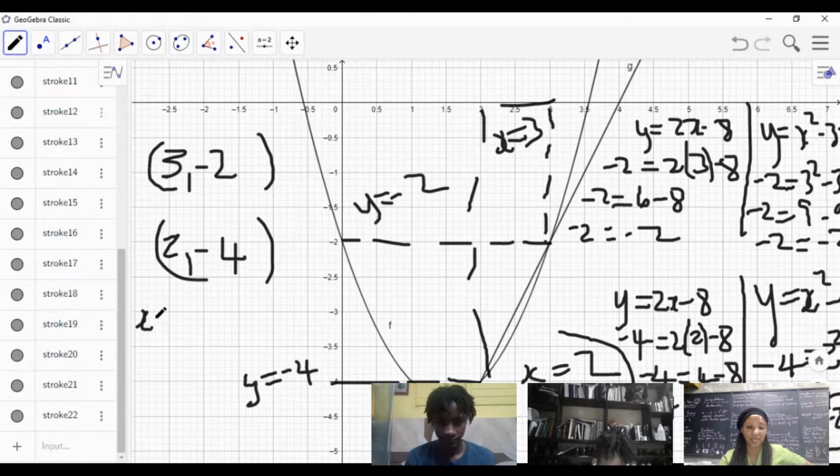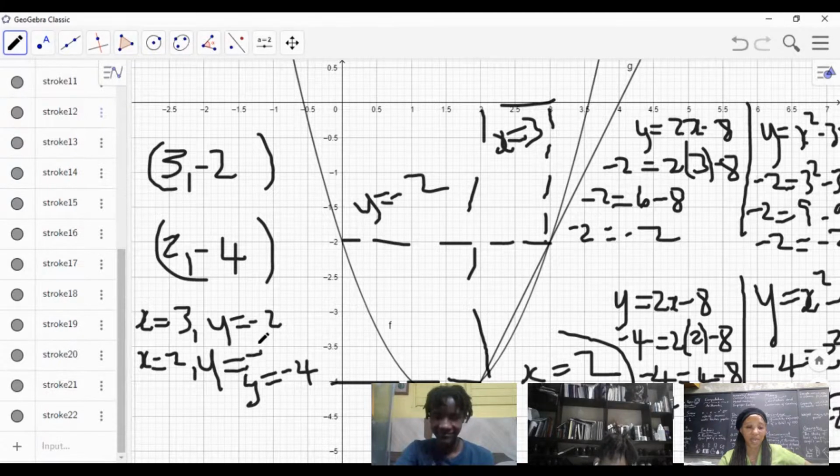So you could write your solutions like this as well: x equals 3, y is -2; x equals 2, y is -4. And that's your answer. This checking part you can do on rough work just to satisfy yourself. Or if you have time, you can head it up as check and do your check. And if you want, you can submit that.